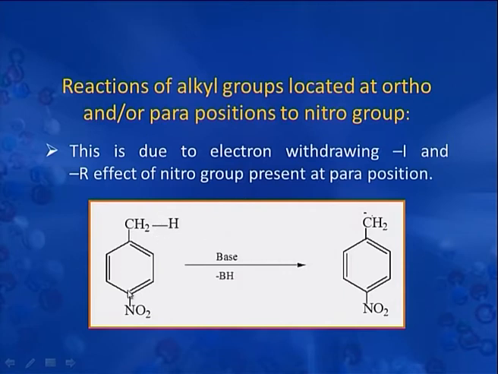since the nitro group is electron withdrawing in nature, it withdraws electron towards itself. As a result, carbon hydrogen bond of methyl group becomes acidic in nature. As a result, this hydrogen can be released or can be taken out with the help of base, and it generates a carbanion here. This carbanion then can undergo condensation with benzaldehyde or other aldehyde or ketones.